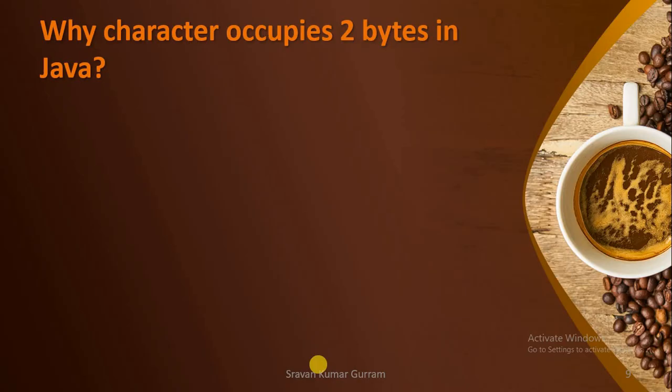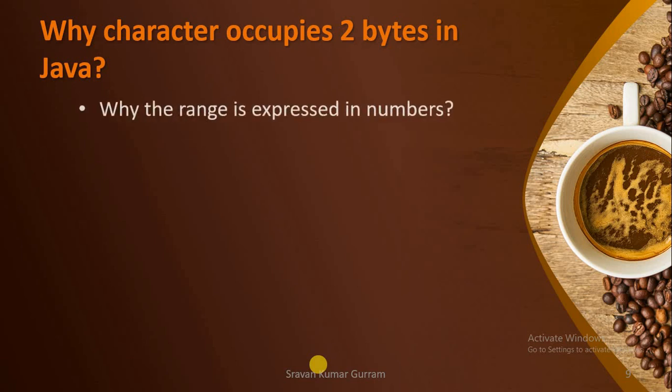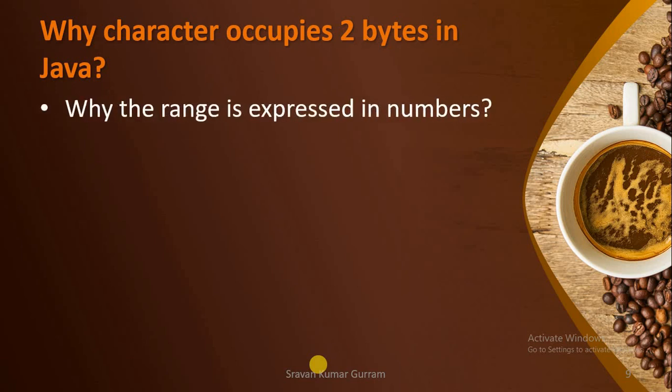You may get a doubt. Generally, in C, C++, character data type occupies only 1 byte of memory. But why does character data type occupy 2 bytes in Java? To know that, we need to know some points. First one is, why is the range expressed in numbers? In the previous slide, we have seen that the range of the character data type is expressed in numbers. But we know that we can store only characters. But why is the range expressed in numbers?